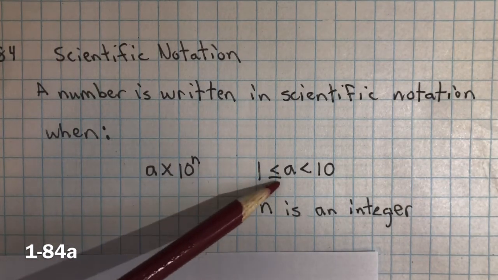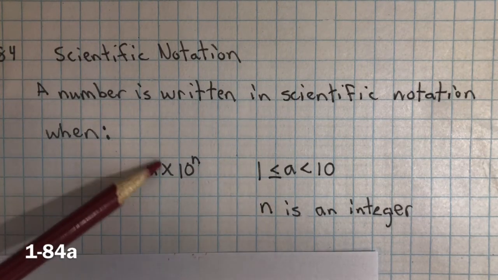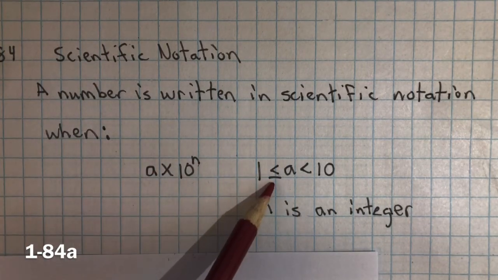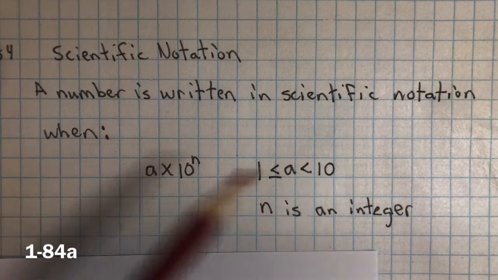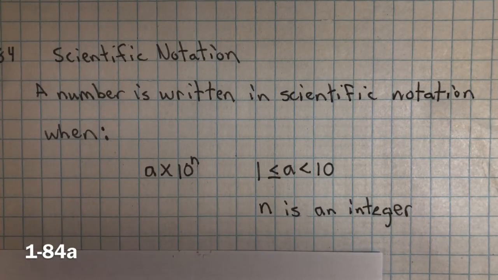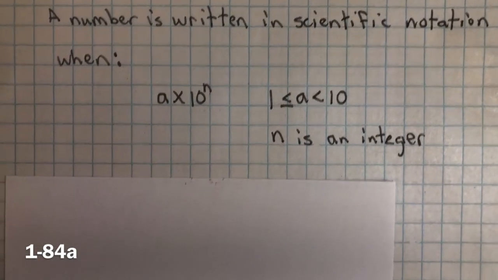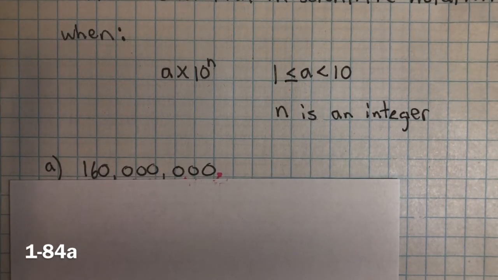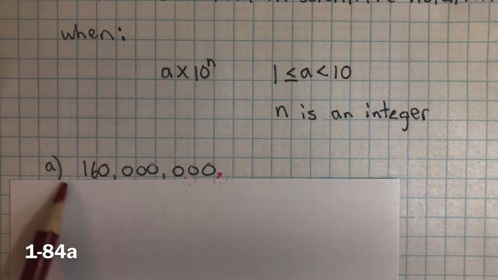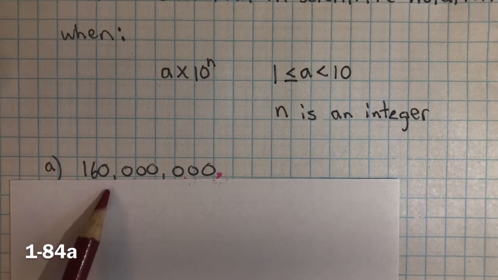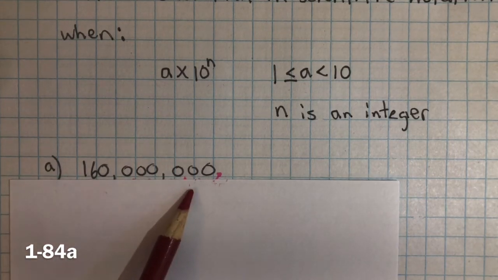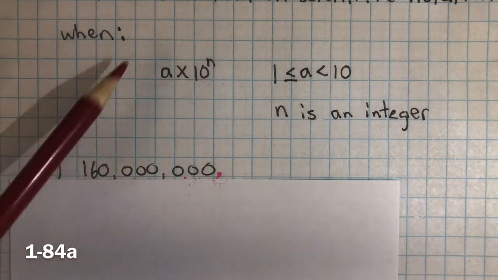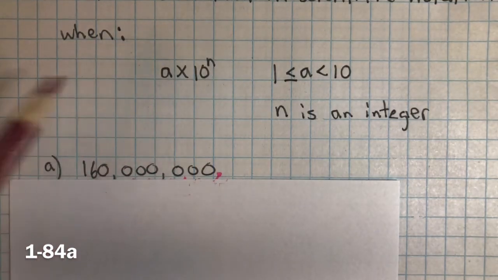So here, a, this term, has to be greater than or equal to 1, but less than 10. So it's easier to show you an example of that. So let's look at problem A. So we have 160 million. We want to write this in this form, scientific notation.